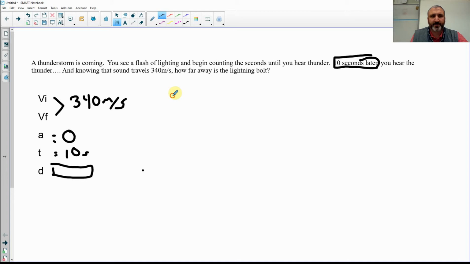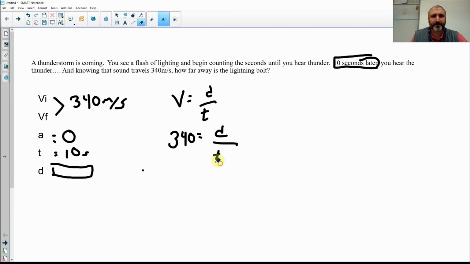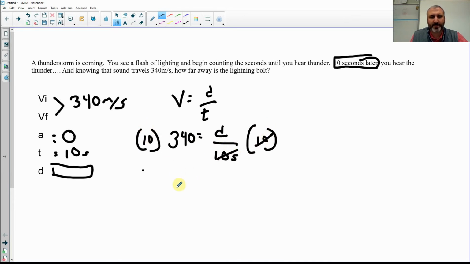Knowing that the A is 0, we can use the equation V equals D over T, because we have a D, a T, and a V. So 340 equals D, which is what we're solving for, over the time, which is 10 seconds. Multiplying both sides by 10, the 10 seconds goes away on both sides, and 340 times 10 is 3,400 meters, which is 3.4 kilometers away. So it's pretty far away.